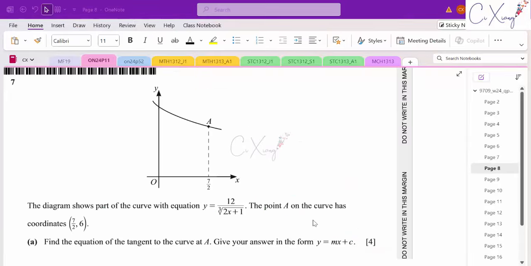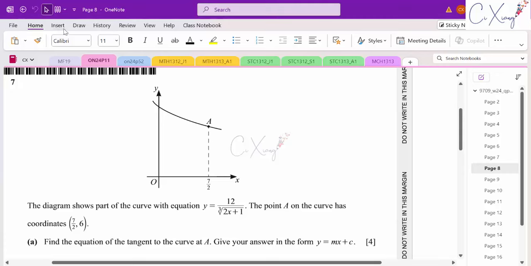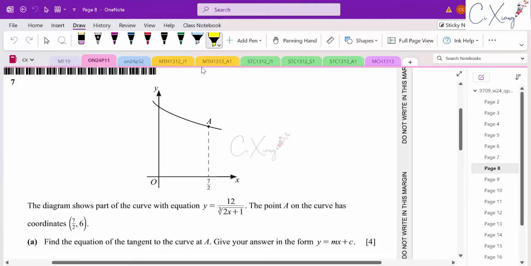Okay, so let's discuss question 7. We are given a diagram and it is actually part of this particular curve. Then the point A on the curve has a coordinate of 7/2 and 6. They want us to find the equation of the tangent to the curve. So mainly we focus on the equation of the tangent for this question. Then give your answer in the form y equals mx plus c.